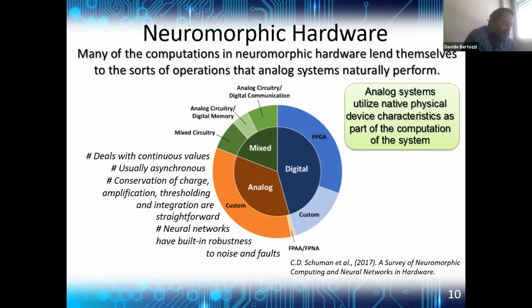Unfortunately, analog systems tend to be significantly more noisy than digital systems. However, there have been some arguments that because neural networks can be inherently robust from the ground up to noise and faults, they may be ideal candidates for analog implementation. So you can tolerate the drawbacks and you can exploit the advantages of analog realization, such as typically asynchronous operation, dealing with continuous values, built-in support for important operations such as conservation of charge, amplification, thresholding, integrations, and so on.